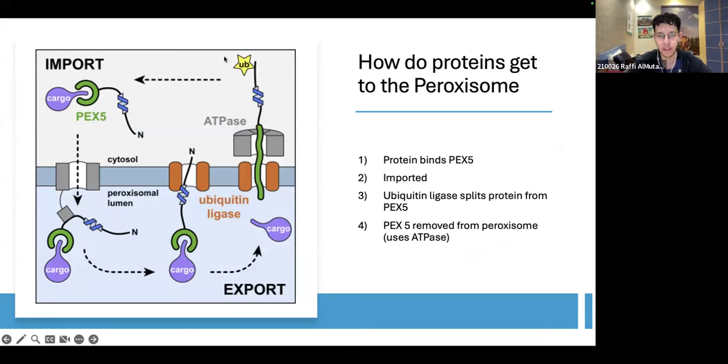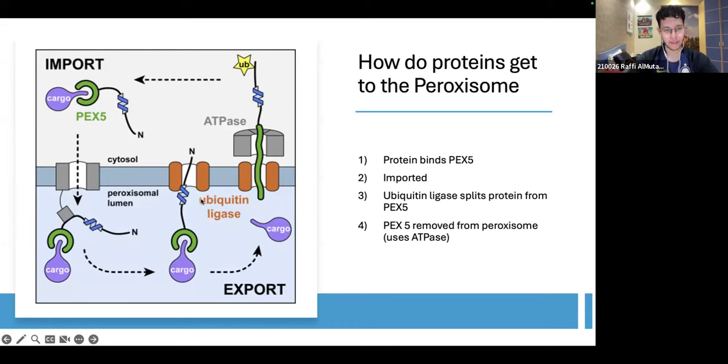Peroxisome is very simple. We have a protein called PEX5. So cargo, by the way, they're treating this like it's a warship. It's not really a warship, to be honest. It's a protein. They're making it kind of deep for some reason. Anyways, the cargo refers to the protein itself. So the protein binds PEX5, and PEX5 is going to enter the membrane of the peroxisome.